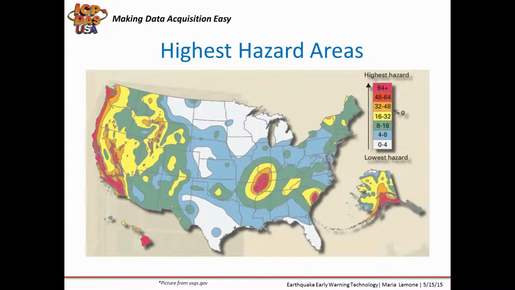This map here shows some of the highest hazard areas in the U.S. based on horizontal type shaking. The central states have less danger from destructive earthquakes. The western United States, Alaska, and Hawaii would receive the most benefit from early earthquake warning systems.